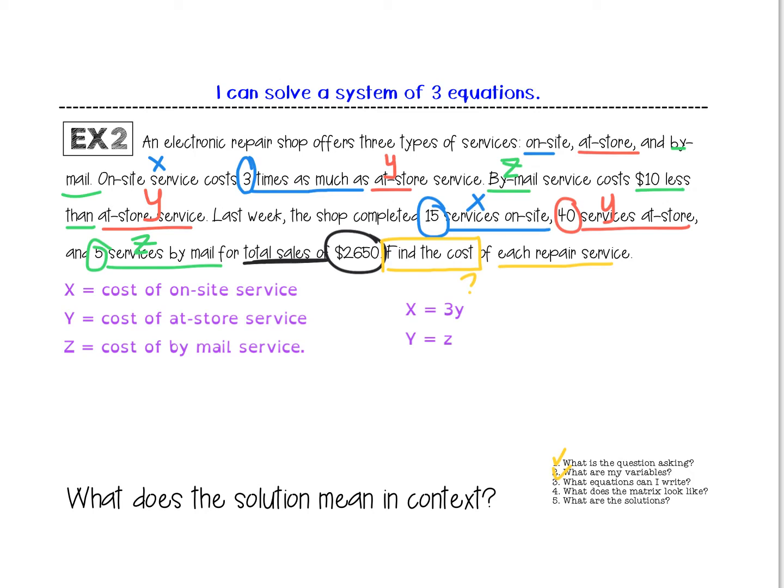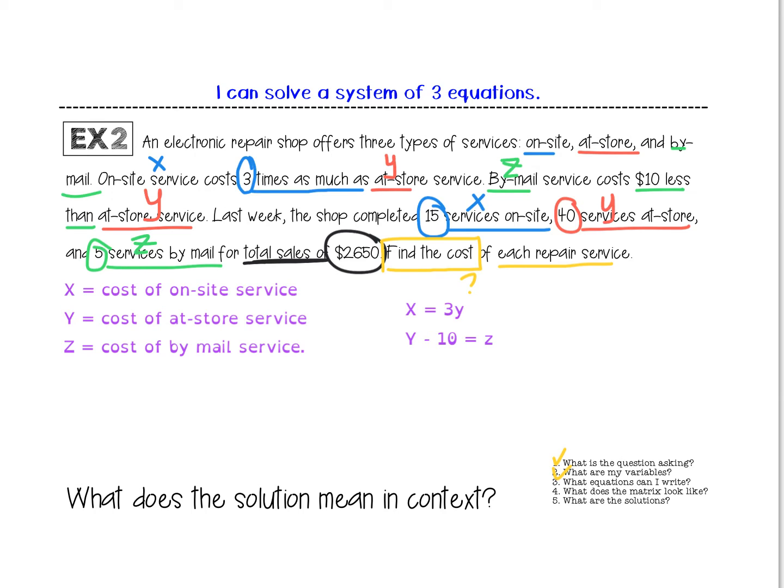So in order to set them equal, if the at store was 40 and the by mail is $10 less, I would have to subtract 10 from that value. So I'm going to subtract 10 from the at store service. My equation is going to be y minus 10 equals z, or z equals y minus 10, however you want to write that.